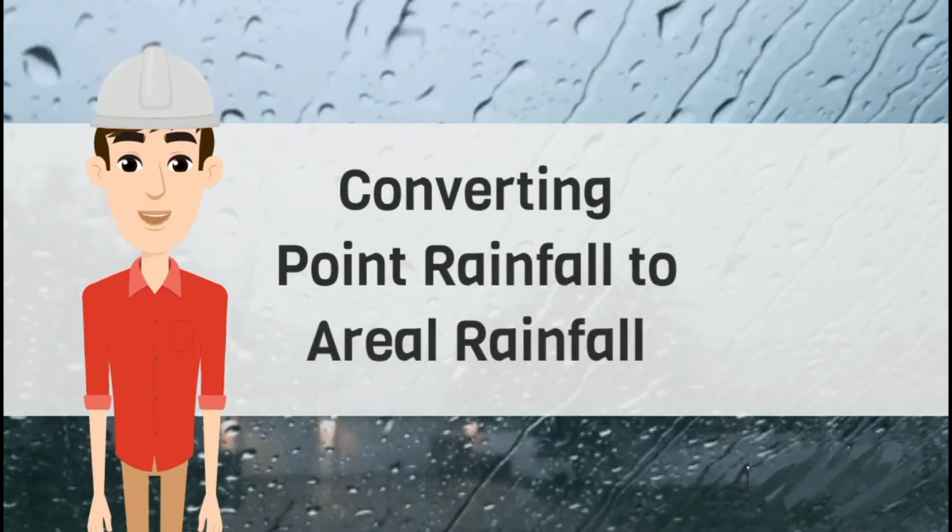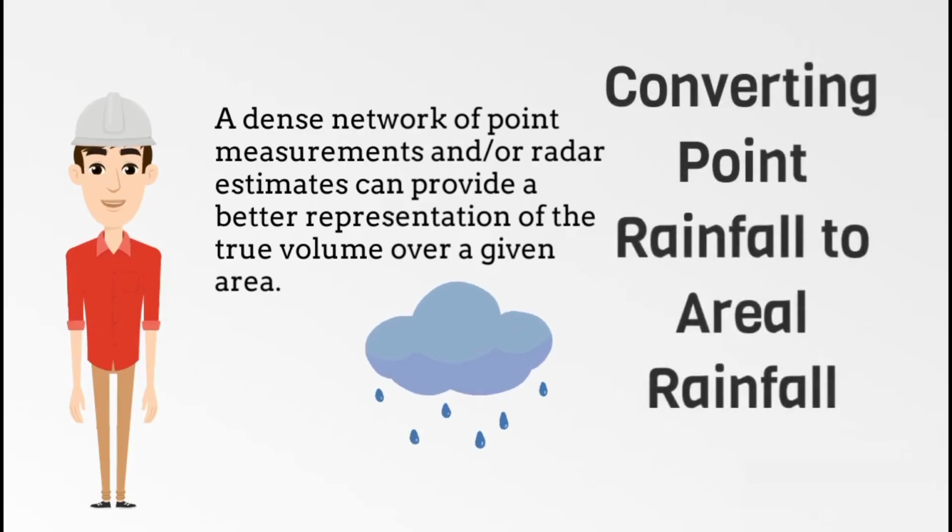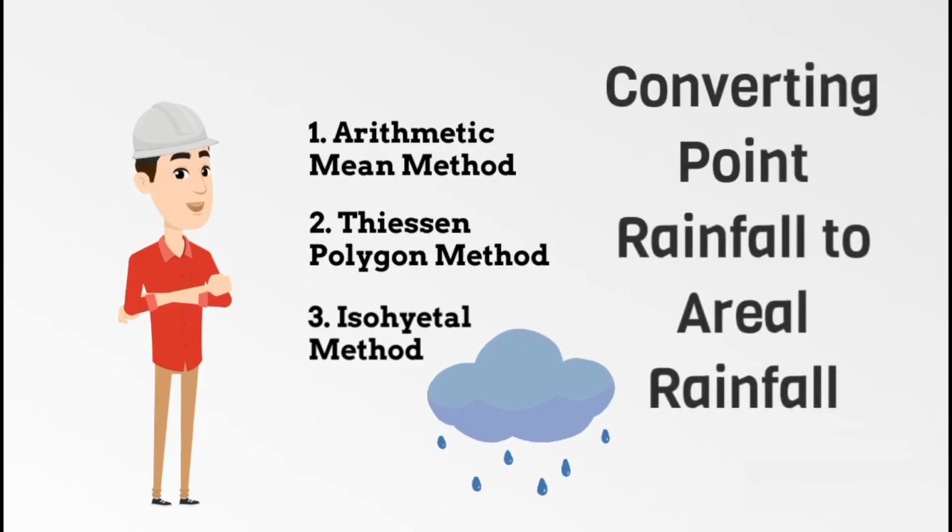Converting point rainfall to areal rainfall. A single point precipitation measurement is quite often not representative of the volume of the precipitation falling over a given catchment area. A dense network of point measurements and/or radar estimates can provide a better representation of the true volume of the given area. A network of precipitation measurements can be converted to an areal estimate using any of a number of techniques, which include the following.